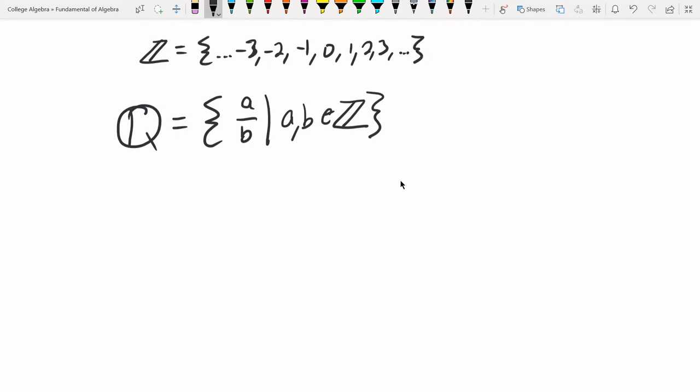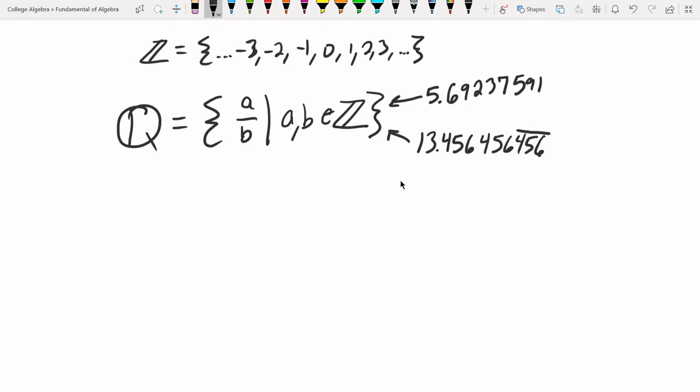This includes all decimals that are ending. So for instance, 5.69237591. This is a terminating decimal, so it is also a rational number. And infinitely repeating decimals. So like 13.456456456, and it just continues 456 indefinitely. That's shown here by this bar. That is also a rational number. Of course, among everything else, like -3/2, that's a rational.